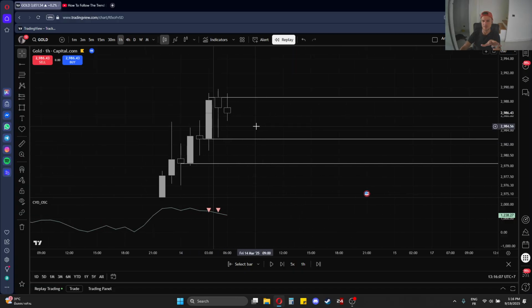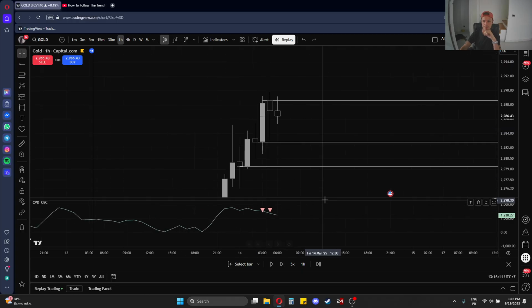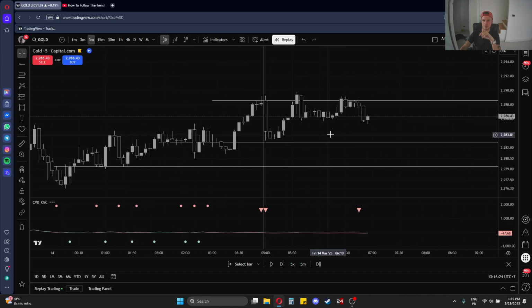So we're just going to draw these levels on the 1 hour, and then we're going to enter on the 5-minute time frame. And for my CVD people, I have been having a lot of comments about CVD. We're going to be looking at it as well. I know it's a very popular indicator. I love to use it as well. So we'll always keep an eye on the CVD.